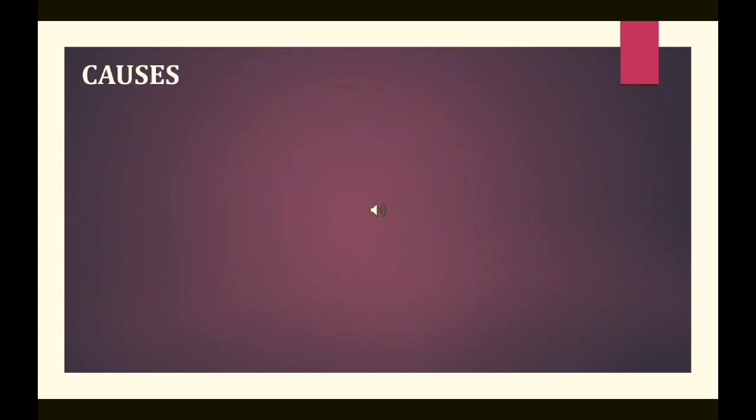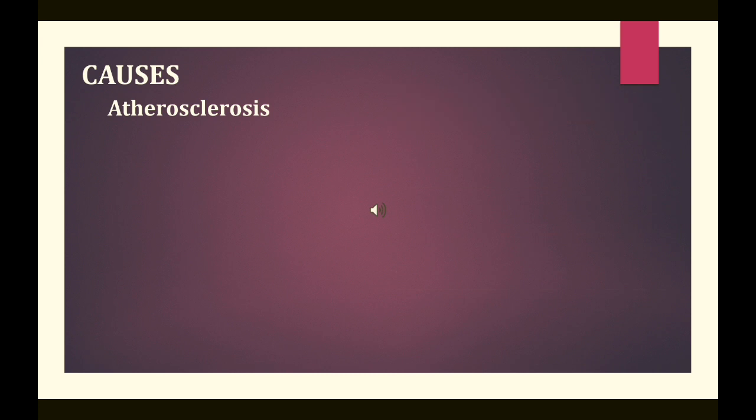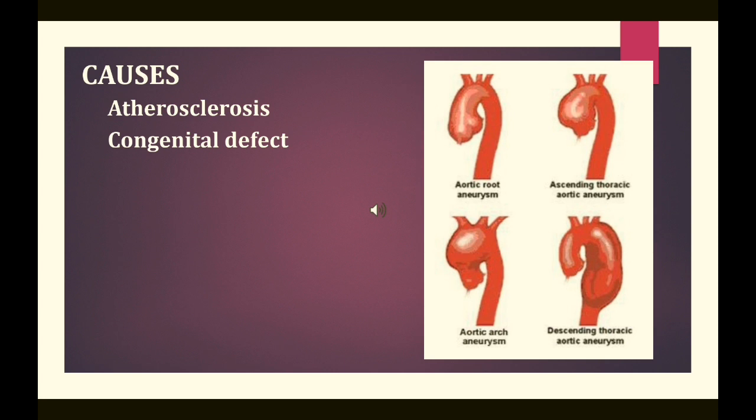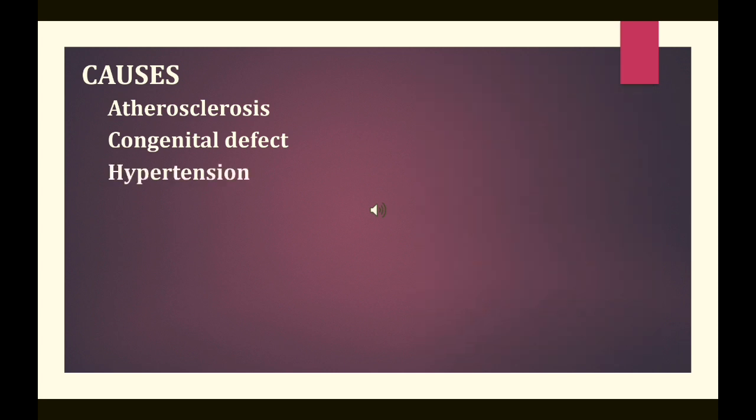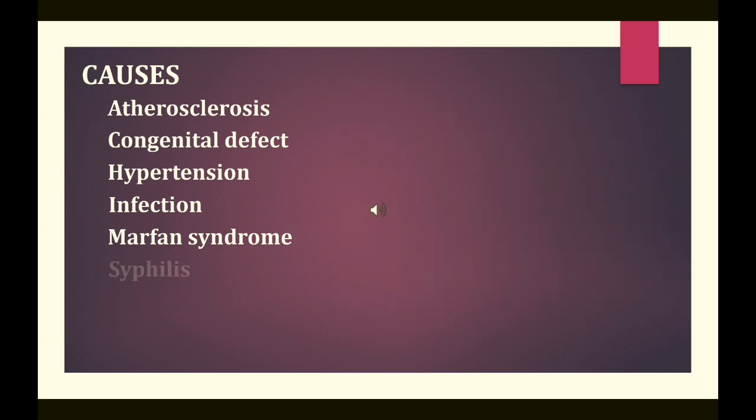What are the causes of abdominal aortic aneurysm? Atherosclerosis, which weakens the aortic wall and gradually distends the lumen. Congenital defect, such as coarctation of the aorta. Hypertension, infection, Marfan syndrome, syphilis, trauma.